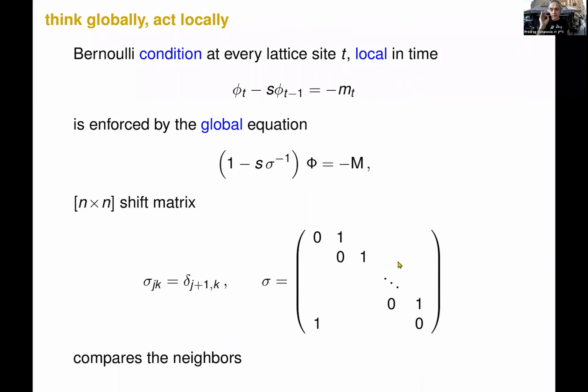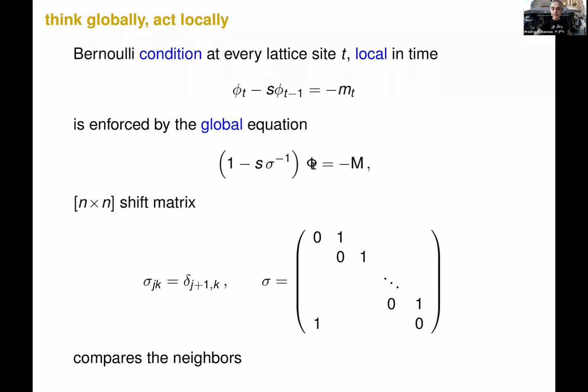So when you do this as a field theorist, you think globally. You think of the whole configuration, this vector of n states. And what it has to do, it has to satisfy the Bernoulli condition at every lattice site. So the difference of the difference equation has to have a value of the source. You'll see why I insist on fields and sources pretty soon.